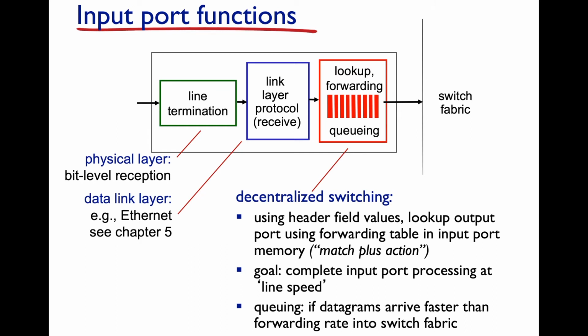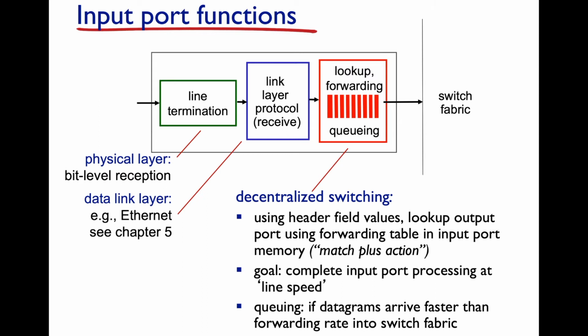And these lookup stages implement decentralized switching. Namely, they act in parallel relative to the output ports and the other input ports. And so what happens with the decentralized switching? It looks at the header field values, as we talked about before. It looks up the output port using the forwarding table entry that matches the address information. And then it sets up that pathway and actually sends that bit information across the switching fabric.